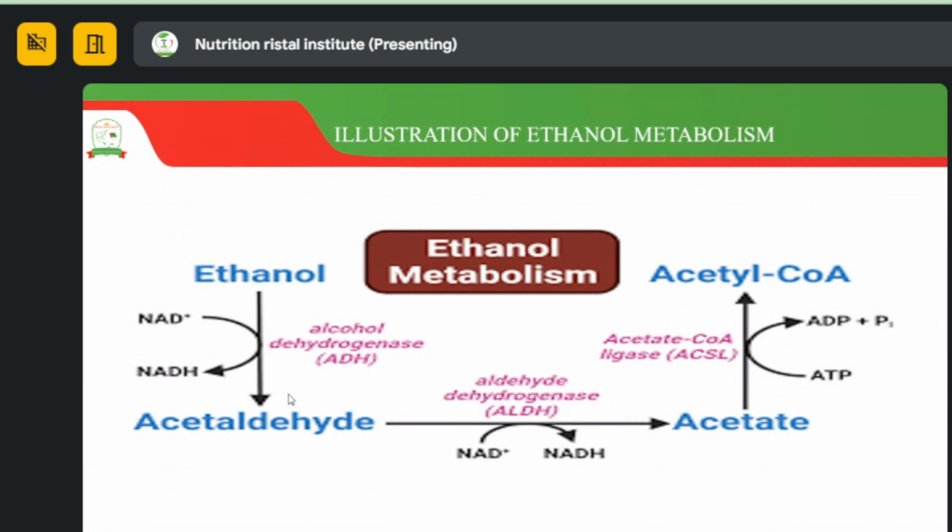Acetaldehyde, after being formed, is converted to acetate, and then this acetate is converted into acetyl-CoA by the enzyme acetate CoA ligase, which is the synthetase enzyme here. We very well know acetyl-CoA is one of the important intermediates in the Krebs cycle. This molecule joins with oxaloacetate in the Krebs cycle to form citrate. So all this will be channeled into our tricarboxylic acid cycle, like we mentioned earlier.